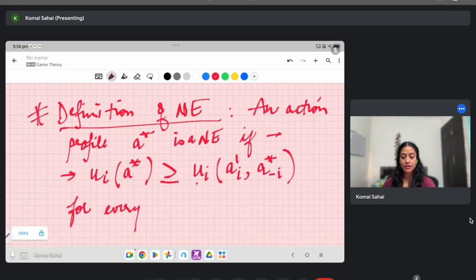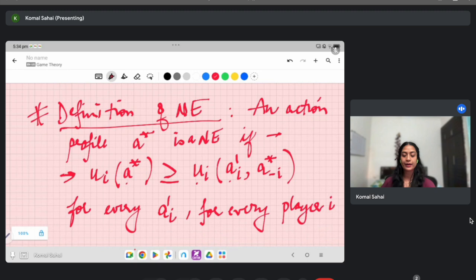for every AI prime, हर दूसरा, उसके मतलब A star का जो action है, A star में तुम्हें जो action assign किया गया, उसके अलावा कोई भी दूसरा AI prime के लिए this condition should hold, right? For every AI prime and for every player I. अगर दो ही प्लेयर हैं तो ये same condition player 1 के लिए hold करनी चाहिए और ये same player 2 के लिए hold करनी.